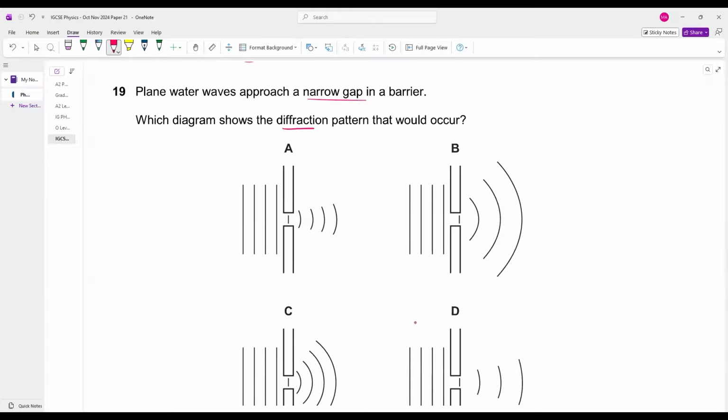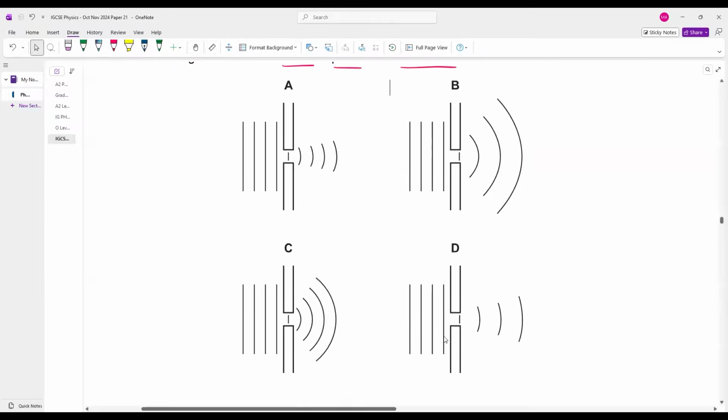Which diagram shows the diffraction pattern that would occur? Diffraction pattern कौन सा होगा? A तो नहीं हो सकता, B भी नहीं हो सकता. C is a good option. In C, the waves are spreading out and the wavelength remains unchanged.